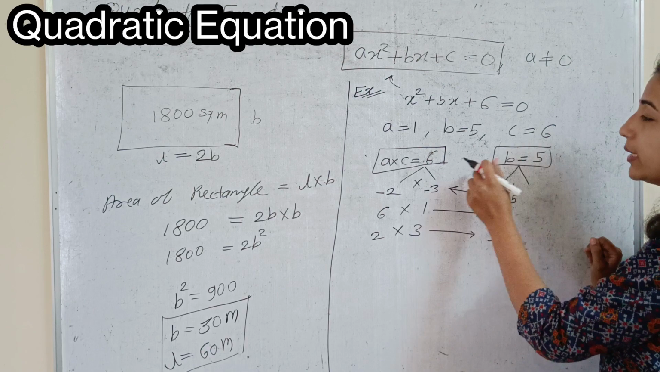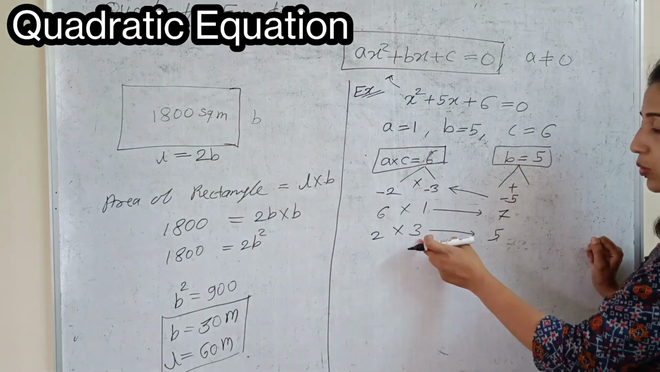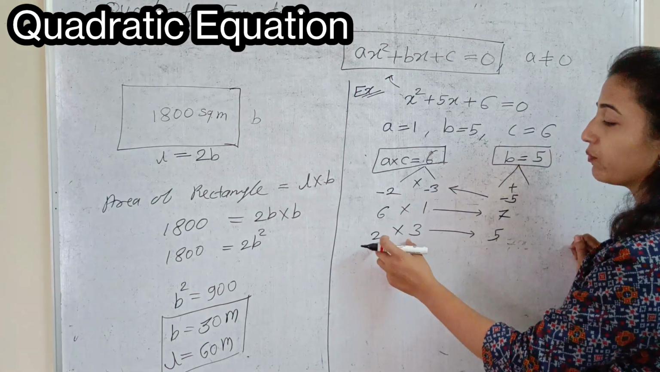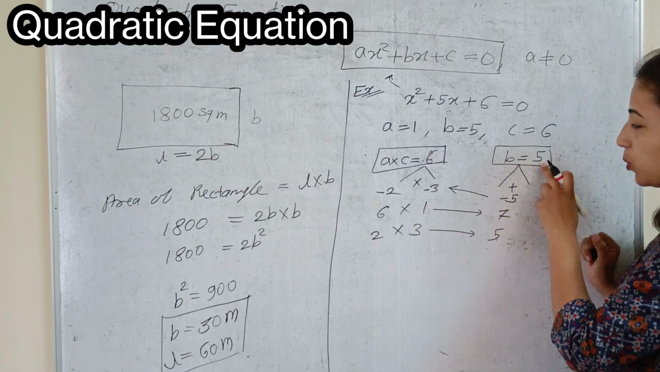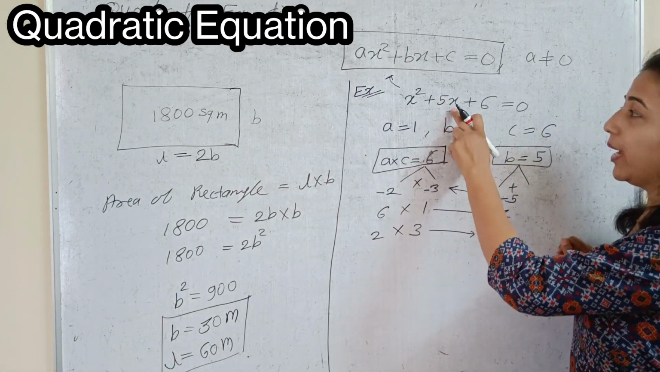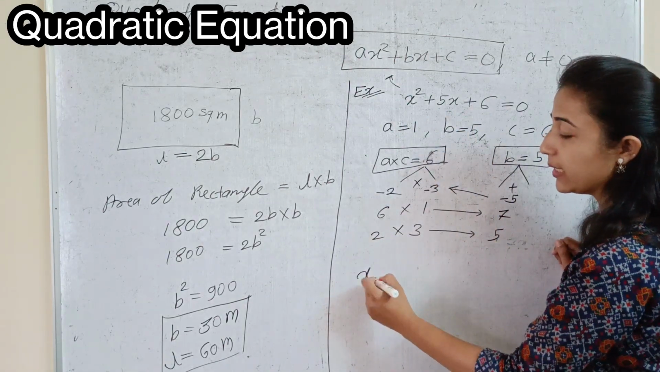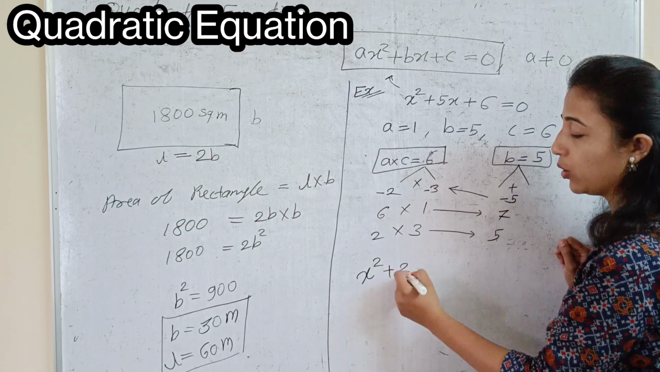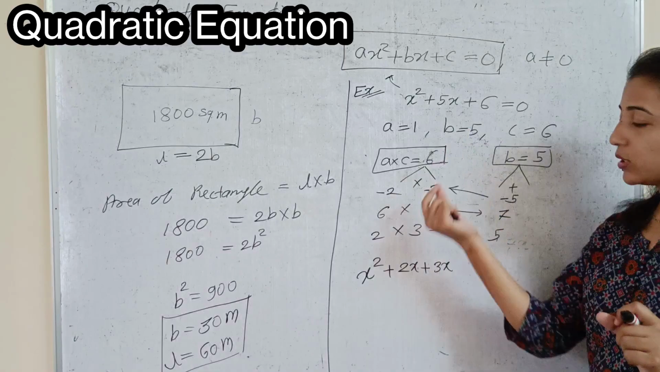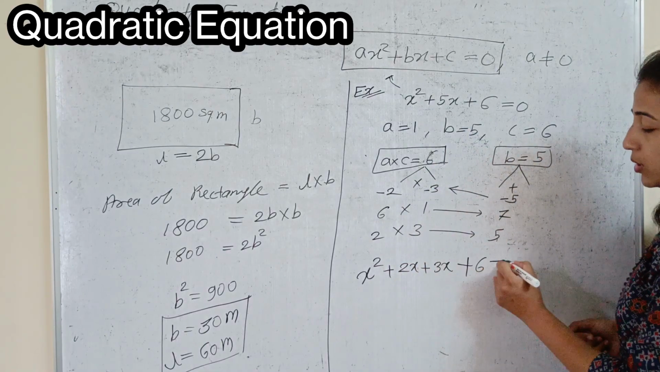The product is 6 and the addition is 5, and that gives you 2 into 3, whose product is 6 and whose addition is 5. Once we get those numbers, we have to split the middle term. That means the 5 you have to write as the addition of 2 and 3, multiplied by x. So 5x we can write as 2x plus 3x, so I will write x squared plus 2x plus 3x plus 6.